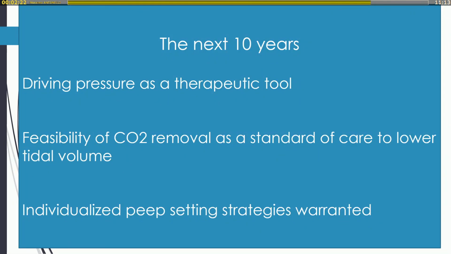So what could be the ideas for the next 10 years? Driving pressure as a therapeutic tool? Maybe yes. In this sense, are we already living in a golden age? Maybe not, but this could be an option. The feasibility of CO2 removal as a standard of care to lower tidal volume is still under judgment, but I think that it is very promising. And for sure, and I think that Laurent Brochard will speak extensively on that, the individualization of the PEEP setting may be the other answer. Thank you very much.